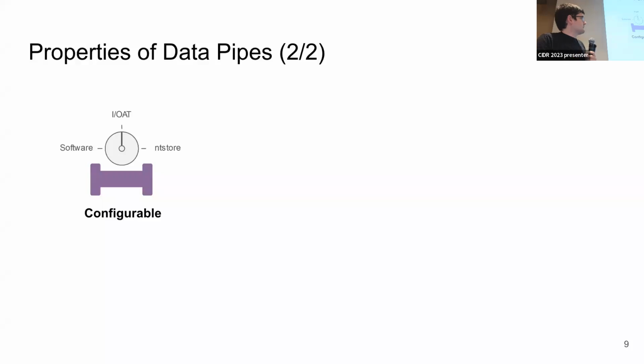Then pipes are also configurable. So for example, for our PMEM pipe that moves data from DRAM to PMEM, you should probably use the IOAT unit I talked about earlier. But you could also have a fallback for software if the IOAT unit currently doesn't have available capacity, or we could also use non-temporal stores. This could be attached to the data pipe, so you can control that.